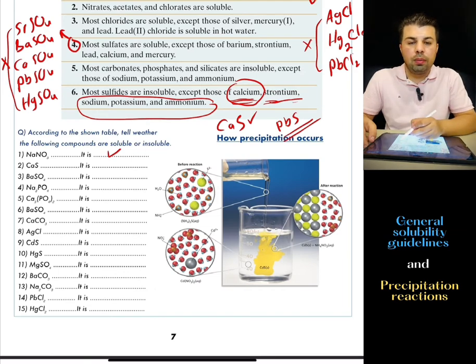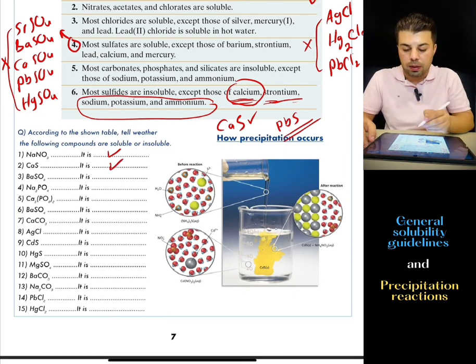Calcium sulfide, rule number six states that most sulfide compounds are insoluble in water except those of calcium. So calcium is one of the exceptions, therefore it is soluble again.